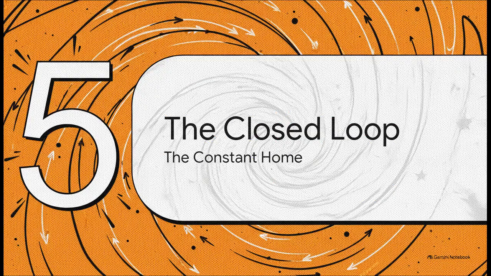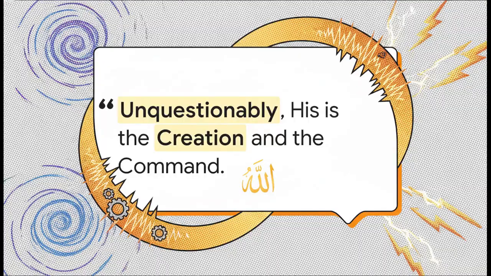Section 5. The Closed Loop. Finding the Constant Home. Right here in 754, the verse states, unquestionably His is the creation and the command. This compresses the whole cosmological stack into one frame. It tells us that creation, the physical deterministic stuff, and command, the indeterministic wave, are absolutely not competing forces. They are one single breath under one ownership.